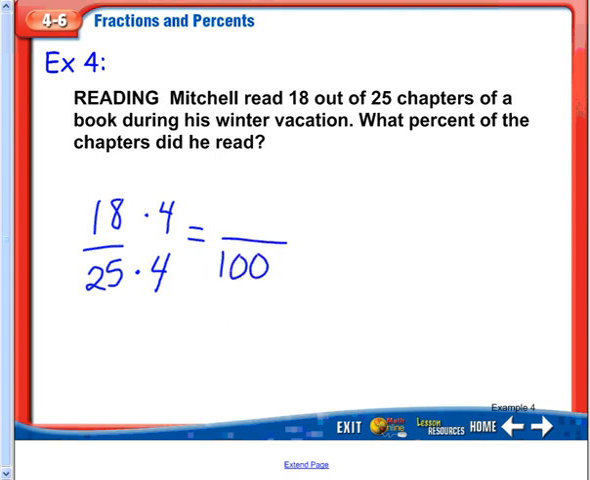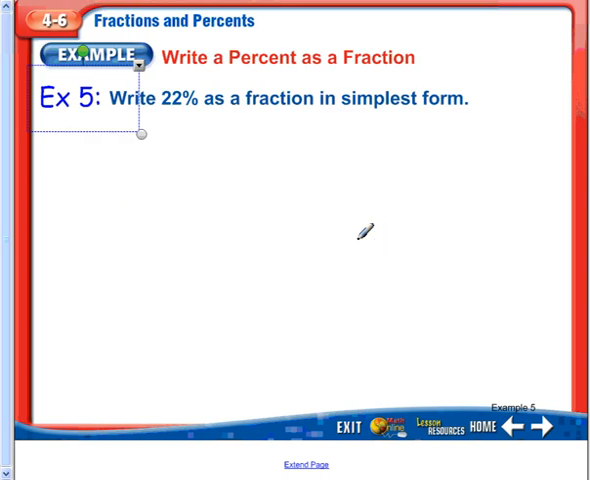25 times 4 is 100. 18 times 4 is 72. So since my part is 72 and my whole is 100, I can write that as a percent, 72%. Because n over 100, whatever n is, if you have a ratio with a number over 100, that equals your percent.